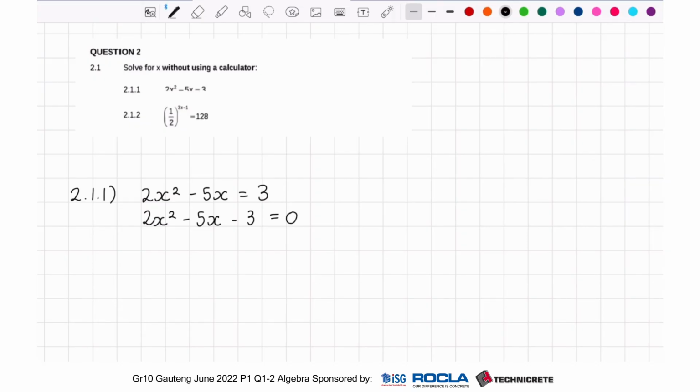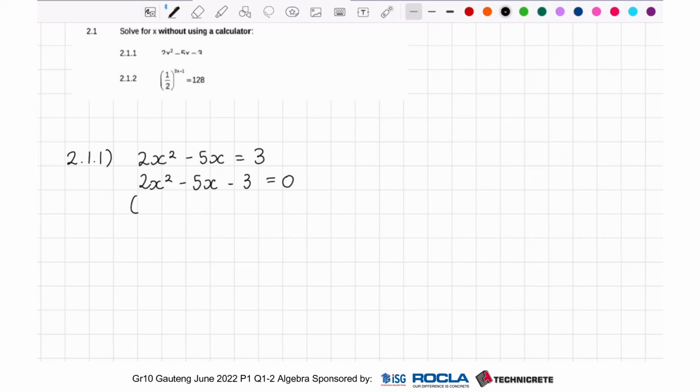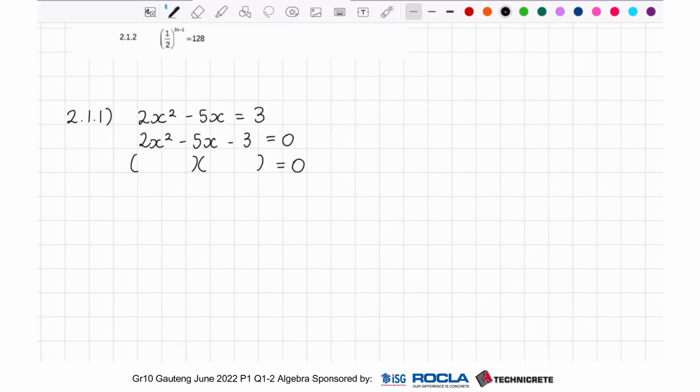And now I'm going to factorize the left-hand side, so I'm going to have 2 brackets, which is equal to 0, and given that the first term was 2x squared, I know that my first term in these 2 brackets multiplied together have to give me 2x squared. And I can have that if one of them is 2x and the other one is just x.